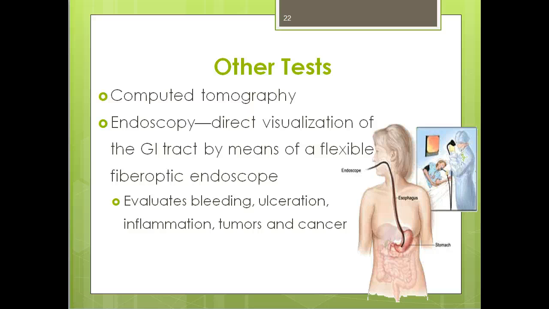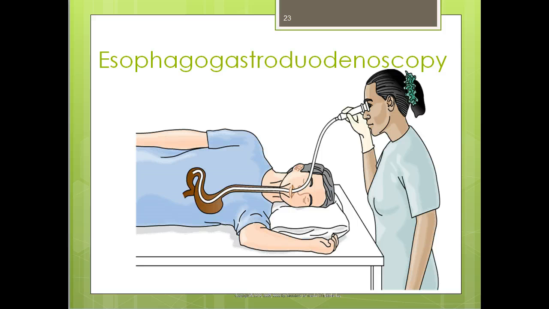Also, the other test is the computed tomography, which is the CT, and endoscopy, where basically they directly visualize the GI tract with a flexible endoscope. What they do with the endoscopy is evaluate, because they're going in with a scope, whether or not a person is bleeding, or has some type of ulceration or inflammation, tumors, cancer, or that type of thing.